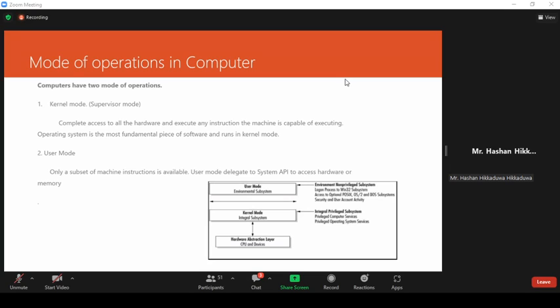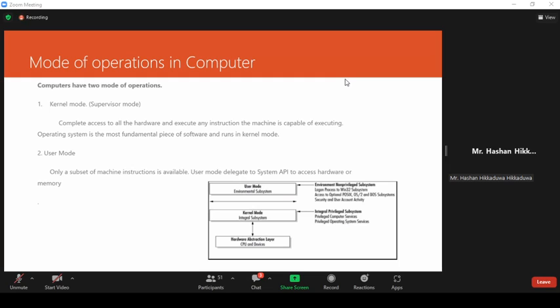So when we talk about the kernel mode, it's complete access to all the hardware and execute any instructions the machine is capable of executing, right? The operating system is the most fundamental piece of software and runs in kernel mode. Keep in mind, if you run in the kernel mode, you have complete access to all hardware and can execute any instructions in the machine. That means it gives you complete access to the memory and the input output.